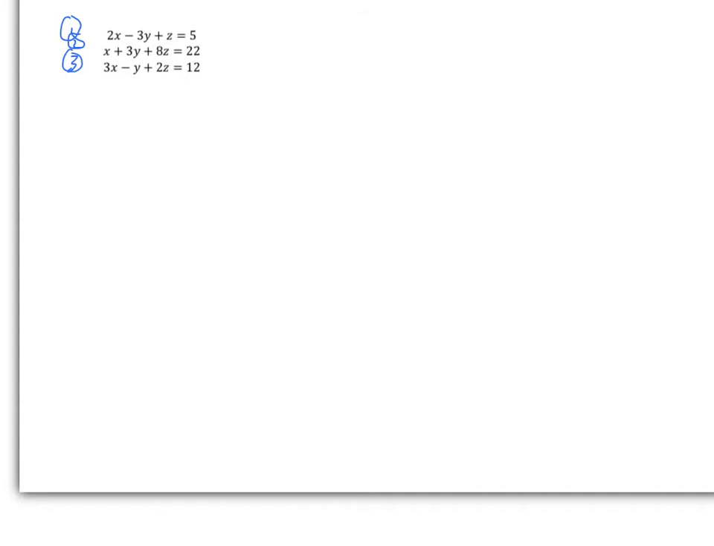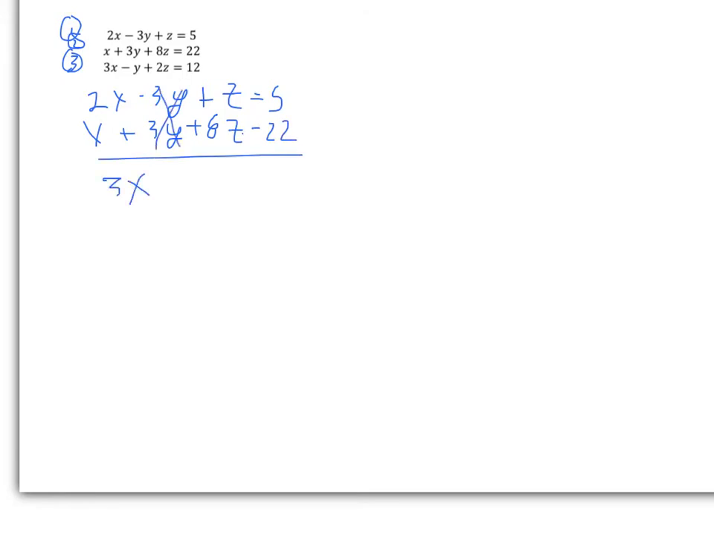So using the first and second, 2x minus 3y plus z equals 5, and x plus 3y plus 8z equals 22. Adding these up, we get 3x, the y's cancel, plus 9z equals, now if we have 5 and 22, I guess that's 27. So I'm going to put that over to the side. 3x plus 9z equals 27. Okay, so we used the first and the second.